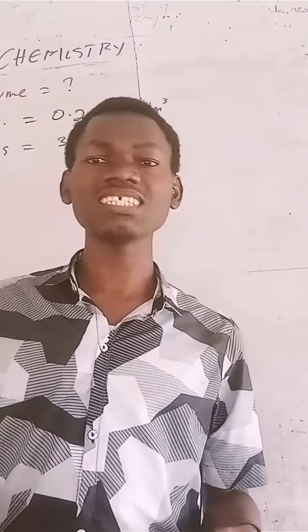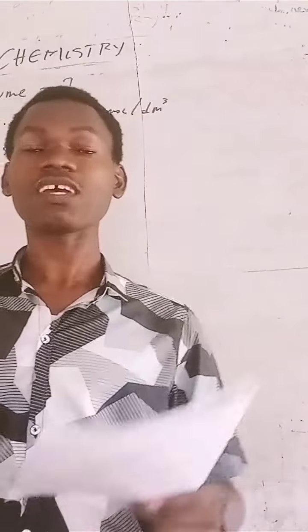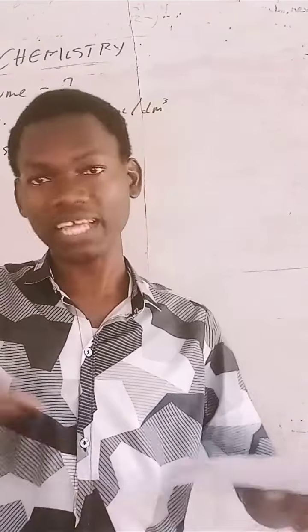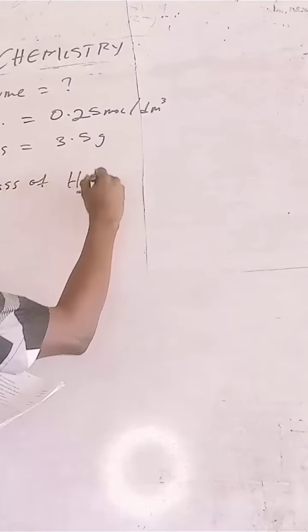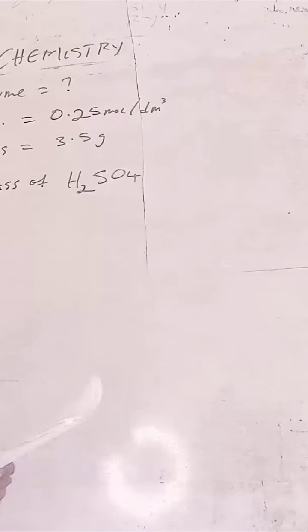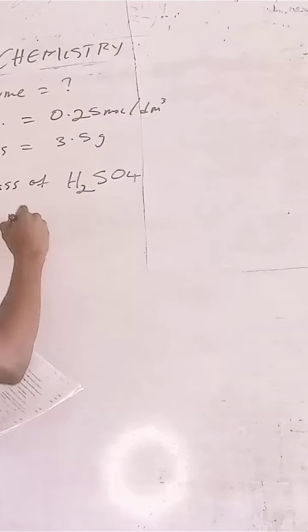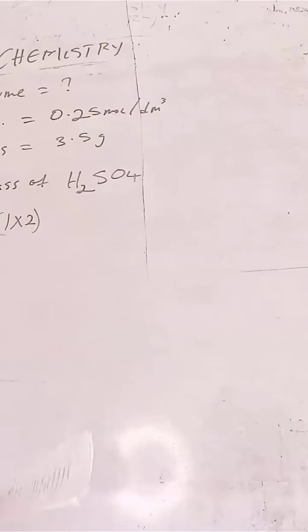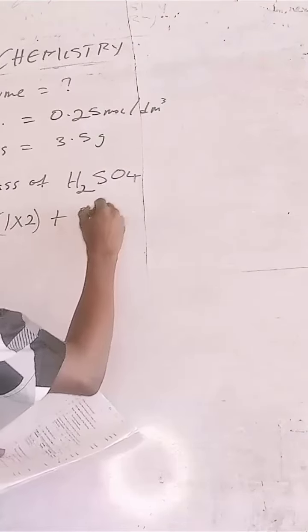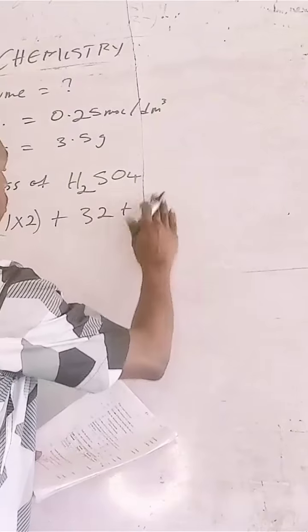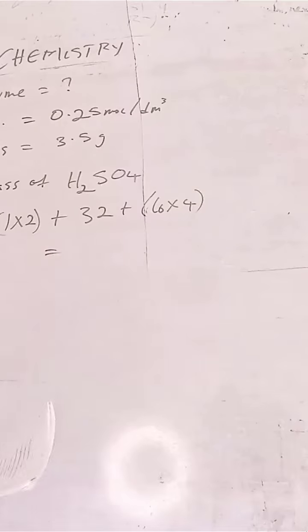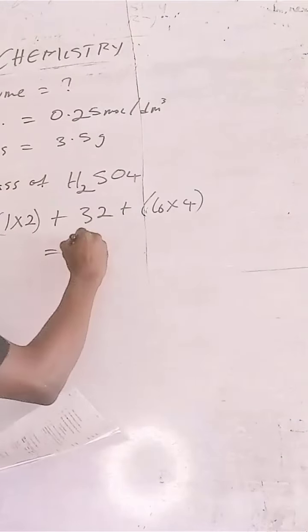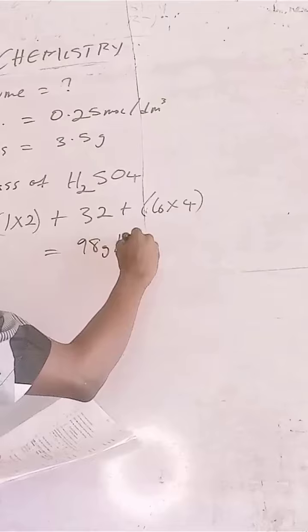So it means that we might need the molar mass of that particular acid, H2SO4. So let's just calculate the molar mass of H2SO4. In that question, we are told that hydrogen is 1 times 2 because hydrogen appears twice there, plus sulfur is 32, plus oxygen, which is 16 times 4. Now, if we simplify that, we find that the molar mass of H2SO4 is 98 gram per mole.